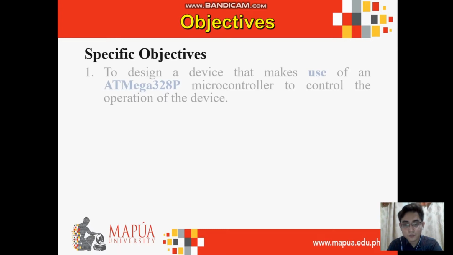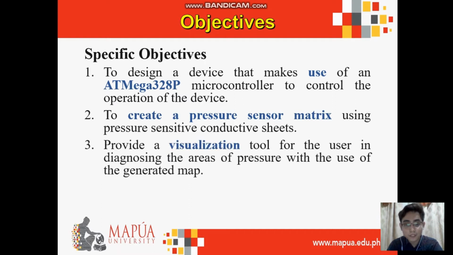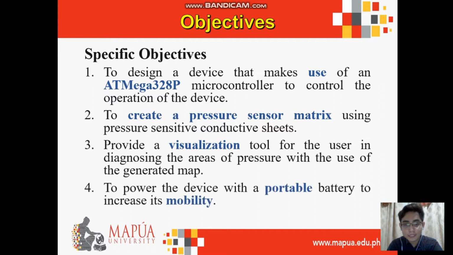Specific objectives. First, to design a device that makes use of an Atmega 328P microcontroller to control the operation of the device; to create a pressure sensor matrix using pressure-sensitive conductive sheets; to provide a visualization tool for the user in diagnosing the areas of pressure with the use of the generated map; and lastly, to power the device with a portable battery to increase its mobility.